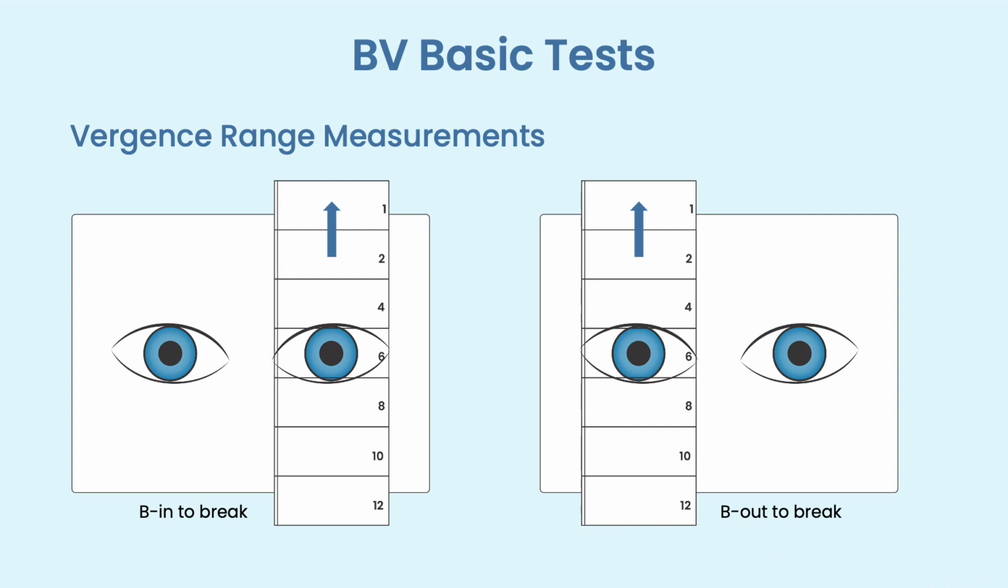The nice thing about the Prism bar test is that we can measure vergence either subjectively by asking the patient to report when they first see two targets or double vision, or objectively by looking at the fusional reflex, which is the compensatory eye movement to keep fusion.